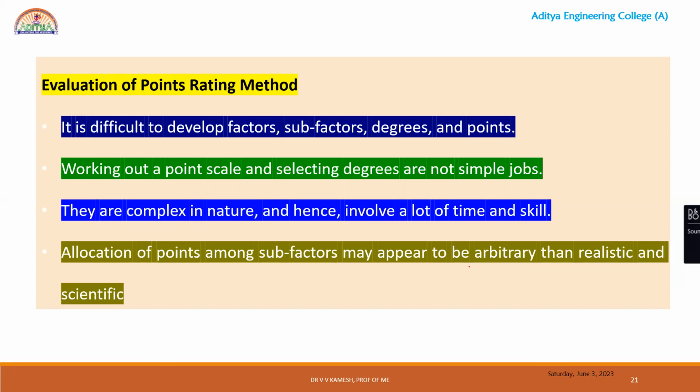It is difficult to develop the factors, subfactors, degrees, and points. So earlier I have assigned 6 points, 10 points, 20 points, 30 points like this. So you need to decide how many factors you need to consider, how many subfactors you need to generate, how many degrees you need to define, and how much points you need to assign. So there needs to be some consensus between the board of directors or the team or committee, right? It's of course somewhat difficult, but once you create the factors, subfactors, degrees, and points, then the remaining process will be very easy.